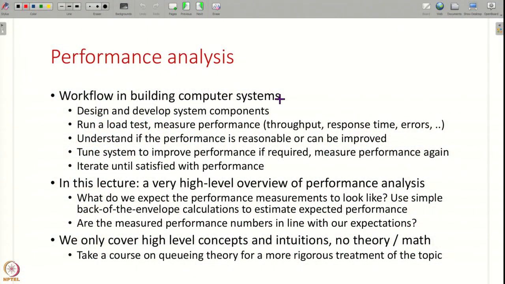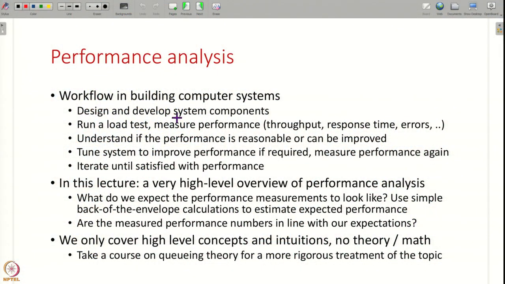Everyone, welcome to the 32nd lecture in the course Design and Engineering of Computer Systems. In this lecture, we are going to understand a little bit more about how to analyze the performance of your computer system. So, what is the workflow in building computer systems that we have seen in the course so far?